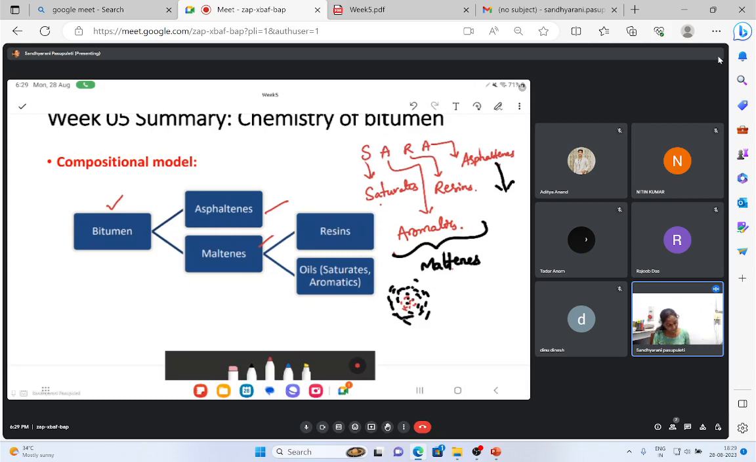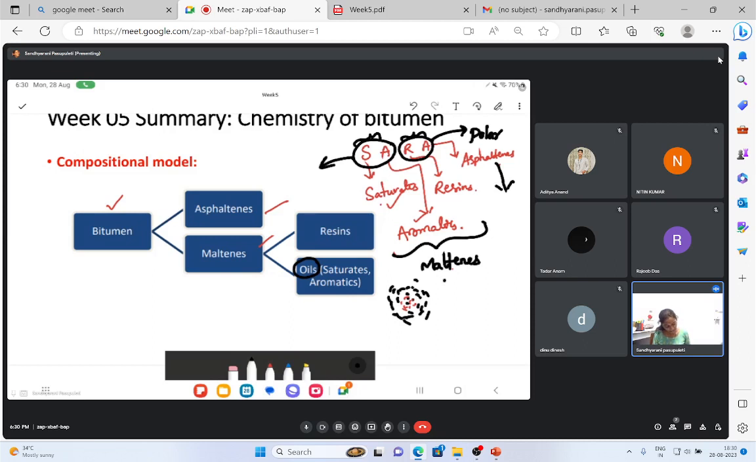So these maltenes are a combination of saturates and aromatics. Saturates and aromatics are also called oils. Okay. So these two are oils, and these are the resins and asphaltenes. And one thing to understand is that saturates and aromatics are actually non-polar in nature. Resins and asphaltenes are polar in nature. When I say polar, they can actually react with the aggregate surface.